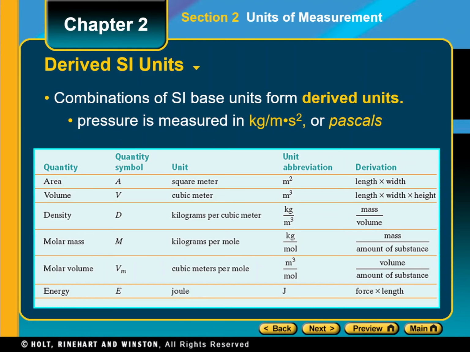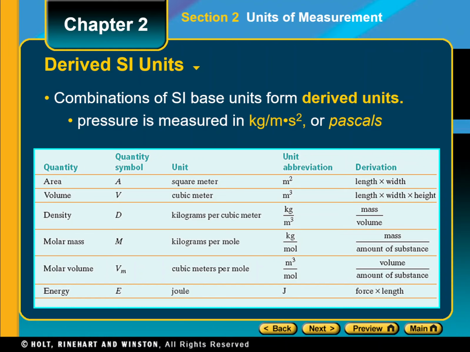Third main idea. SI base units combine to form derived units. Many SI units are combinations of the 7 base units. For example, speed is measured in meters per second, which is a combination of the base units for length and time. Derived units are formed by multiplying or dividing standard units. For example, area is a derived unit formed by multiplying length times width. If both length and width are expressed in meters, then the area is expressed in meters times meters, or square meters, which is abbreviated as m to the second power.